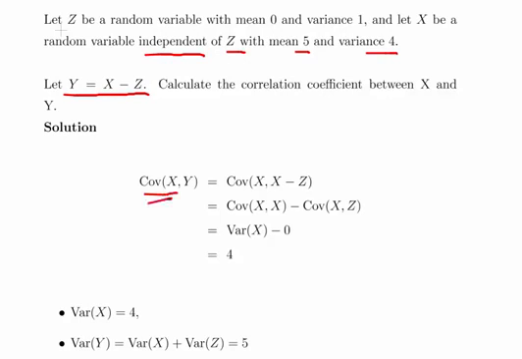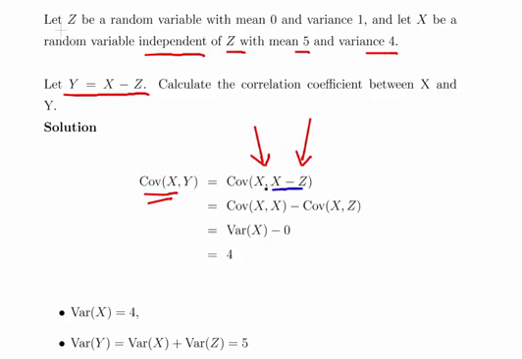So we're going to build this up bit by bit. We need the covariance of x and y, we need the variance of x and the variance of y, and then we'll piece it all together to find the correlation coefficient. But first off, we'll start with the covariance of x and y. The covariance of x and y can be written as the covariance of x and x minus z. Now this expression here we can break up.